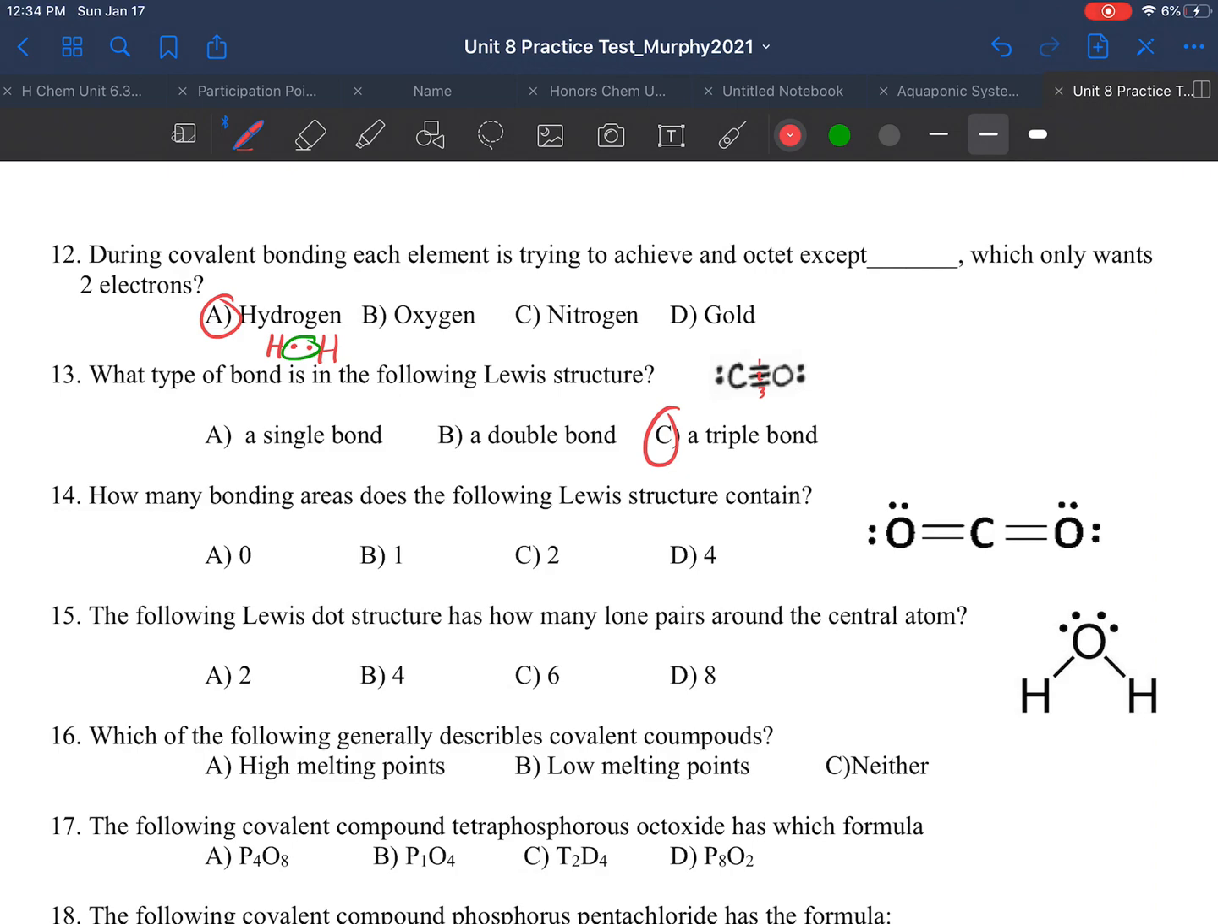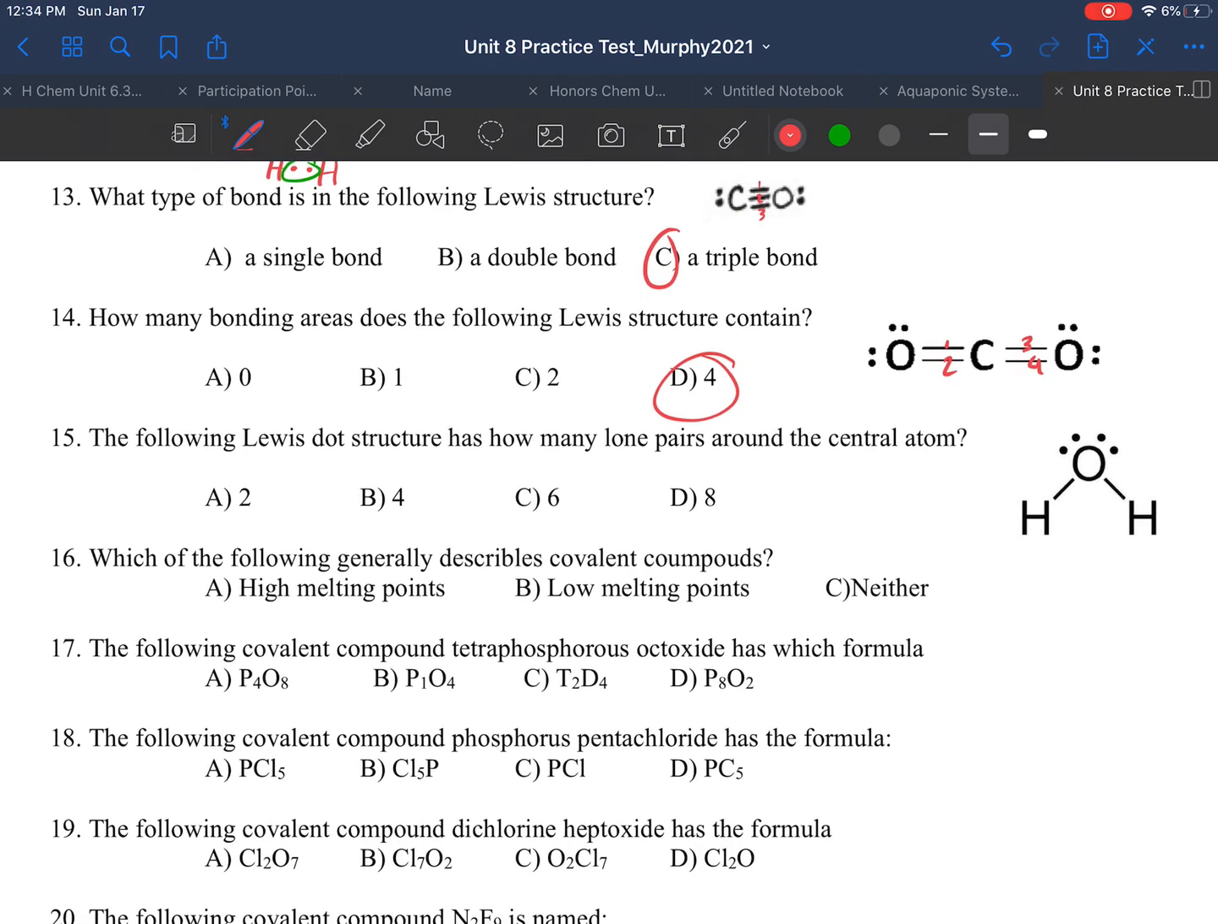How many bonding areas does the following Lewis structure contain? So bonding areas is just the same as lines or bonds. So it contains 1, 2, 3, 4, or D. In the following Lewis dot structure, how many lone pairs are around the central atom? So you first identify oxygen as the central atom and it has 1 and 2 pairs. So you're counting them in pairs.